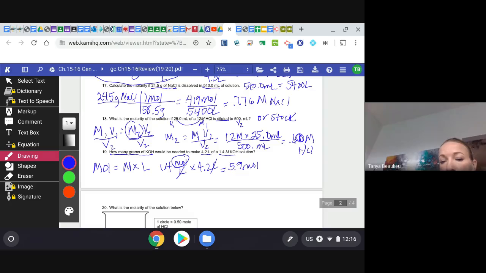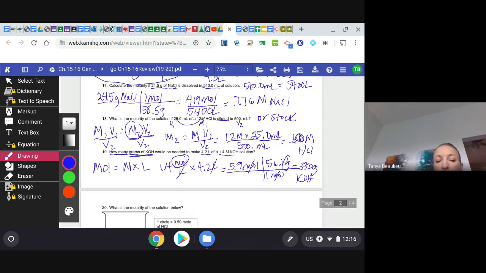Now, my answer is not moles. They're asking me how many grams of potassium hydroxide do I have. So now I need to multiply my moles times the molar mass of potassium hydroxide, which is 56.1 grams. That is going to leave me now with grams. Moles will cancel, and I'm left with grams of potassium hydroxide. You have 2 sig figs, 3 sig figs, so your final answer is going to have 330 grams of potassium hydroxide there.